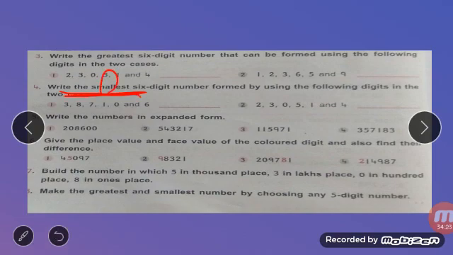So 5 is the greatest one, no? So first of all you have to write 5, then 4, then 3, then 2, 1, 0. We got the greatest number of 6 digits. Same way you have to arrange this side also. Write the smallest 6-digit number formed by using the following digits in the two ways. Now two ways also you have to write. See here, these two are two ways.